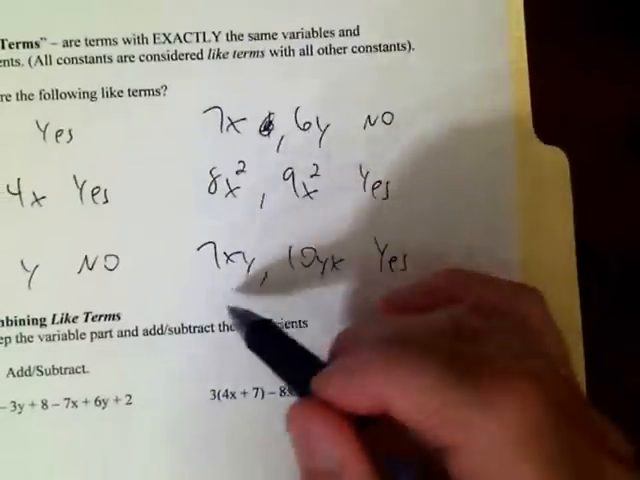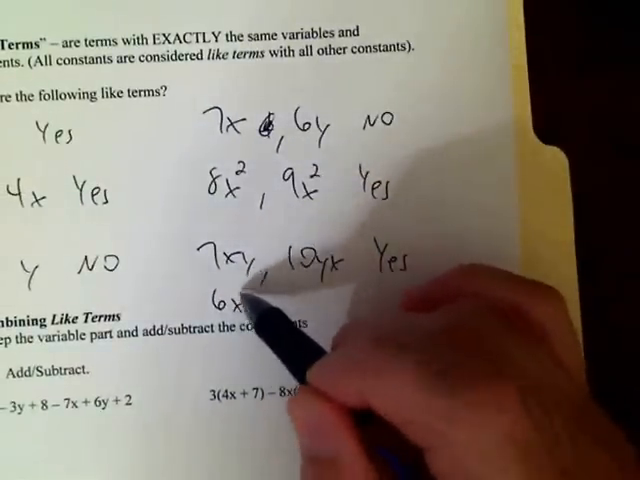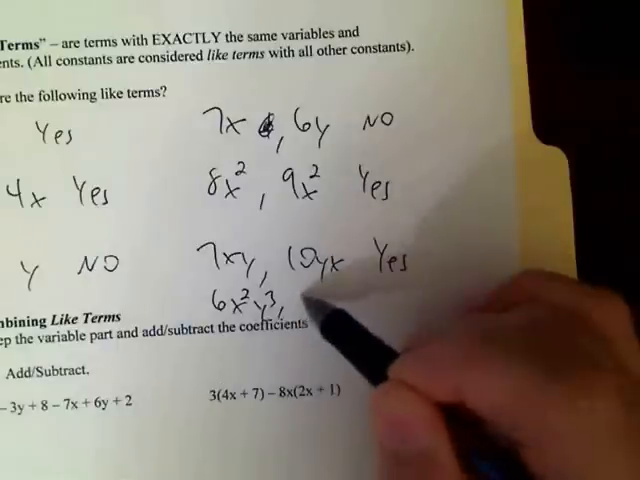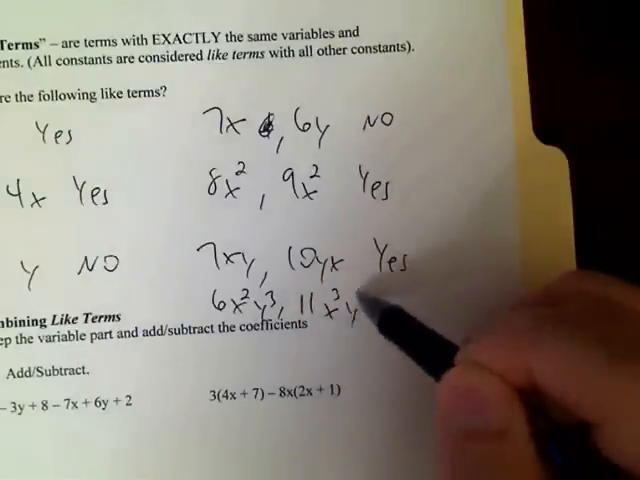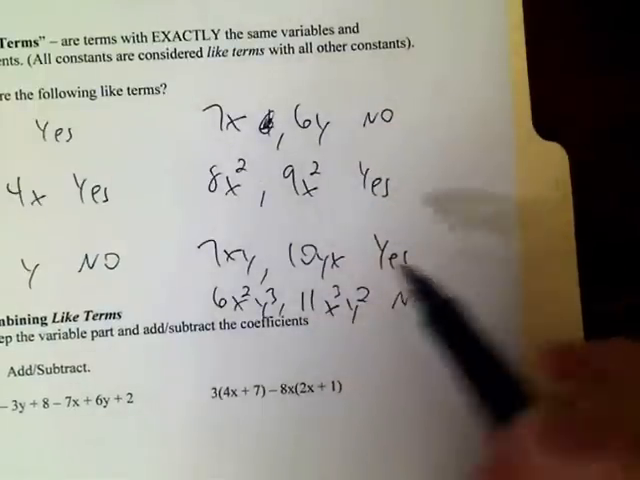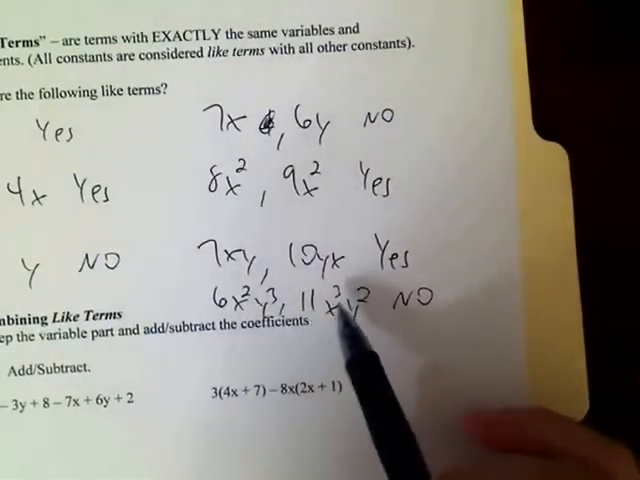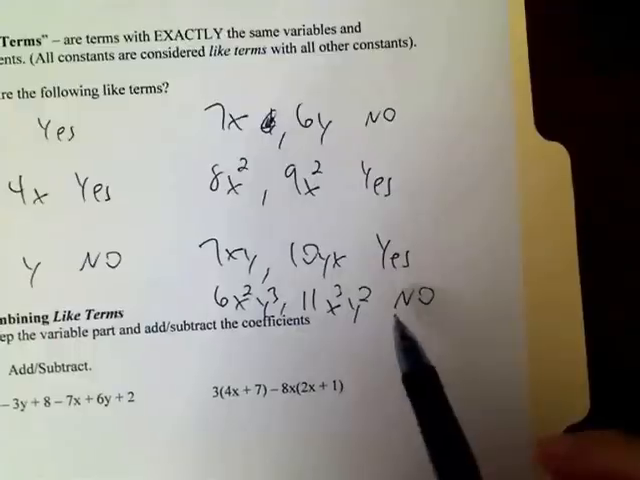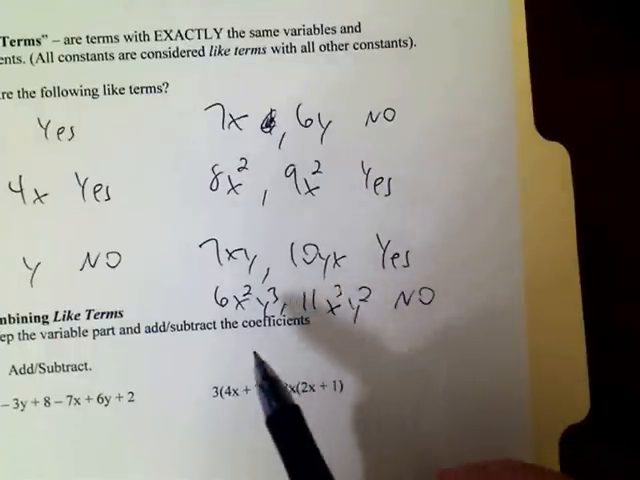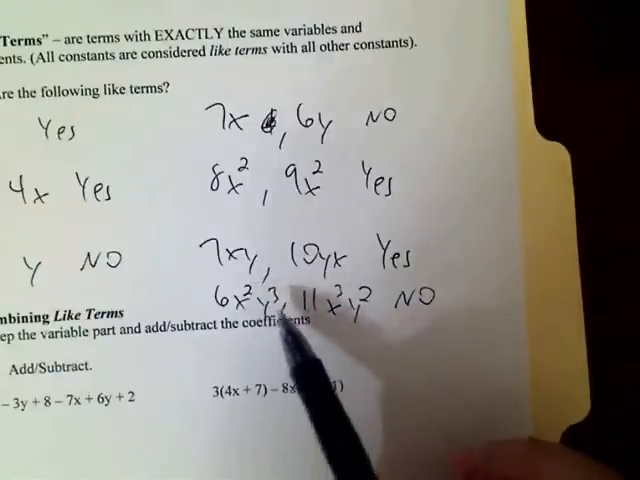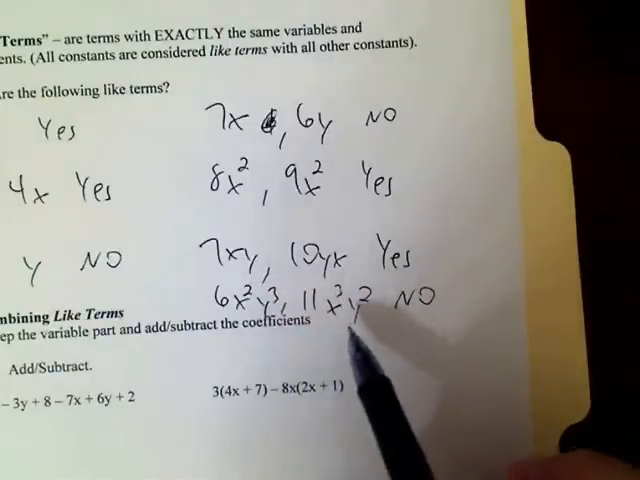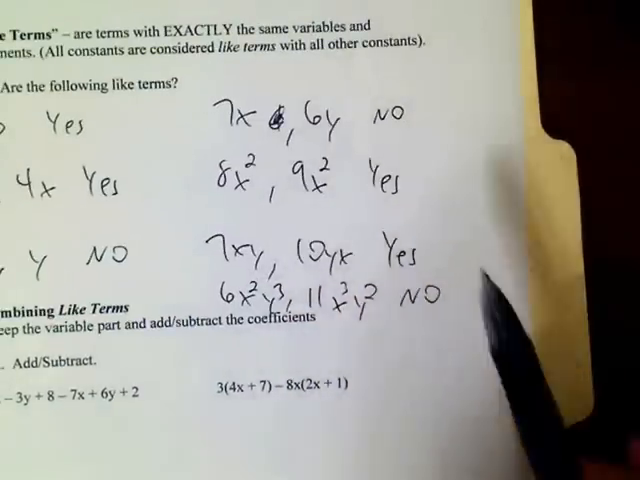So, let's do one more. How about 6x squared y cubed and 11x cubed y squared? Answer is no. That's got x squared. That's got x cubed. That's got y cubed. Y squared. They're not the same. If you were to write them out, that'd be xx, yyy. That'd be xxx, yy. It's got to be the same variables and the same number of each variable.